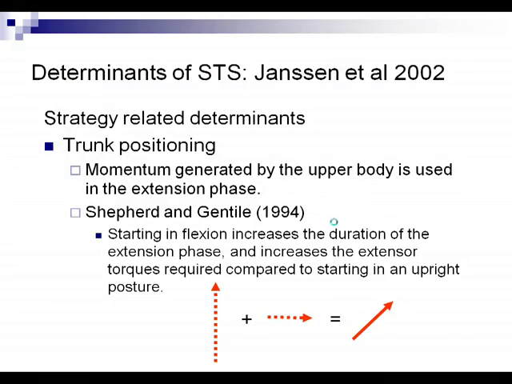And yet another strategy-related determinant is the position of the trunk. So changing the starting position of the trunk from upright to another position is going to influence the kinetics and kinematics of the whole sit to stand movement. And so when we start from a quite upright position, the extensor activity that's required is for a shorter duration, and also that's a much more efficient movement. So we get to a standing position more quickly.